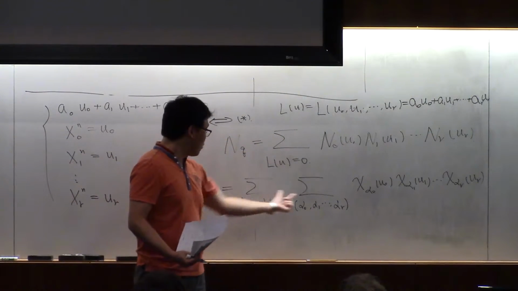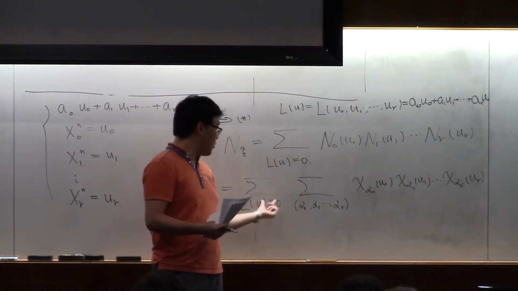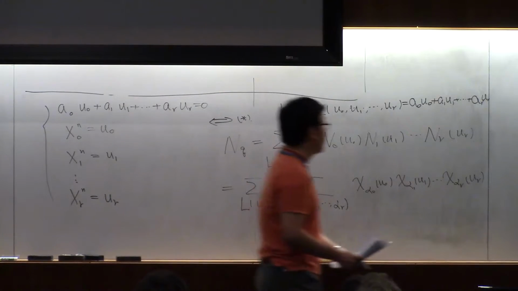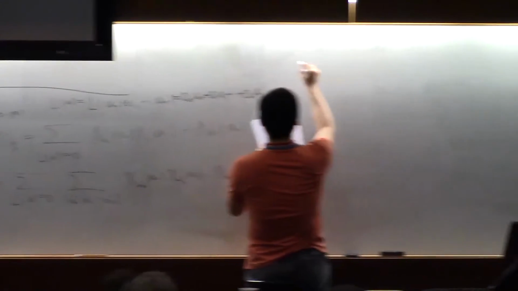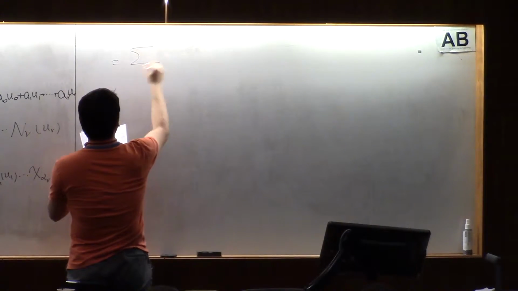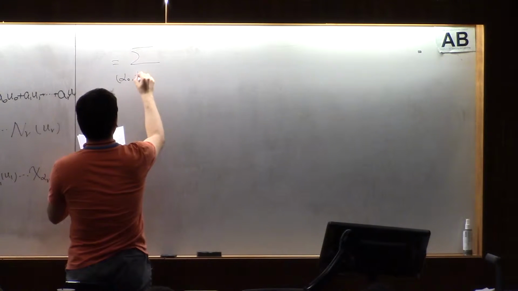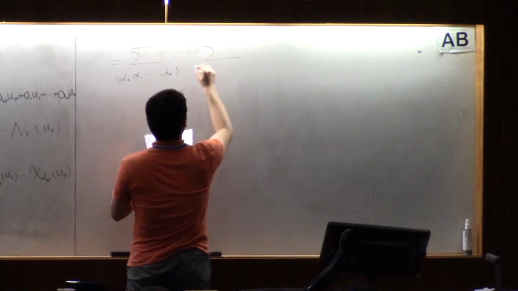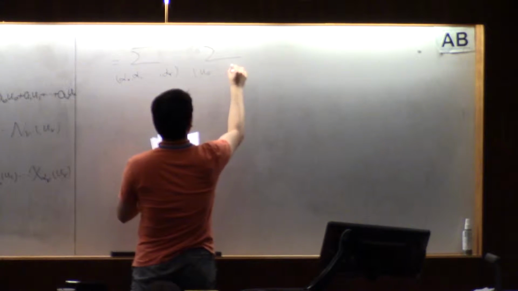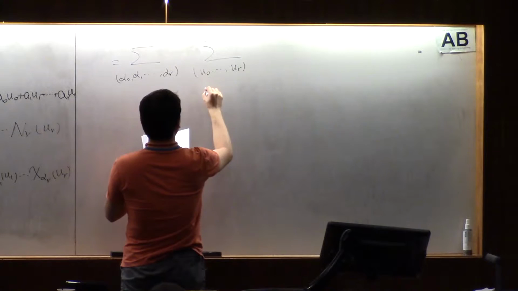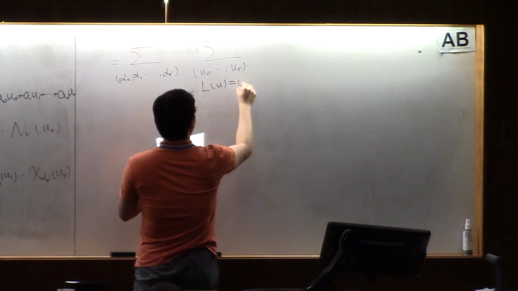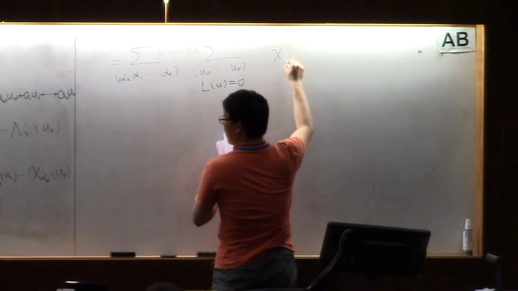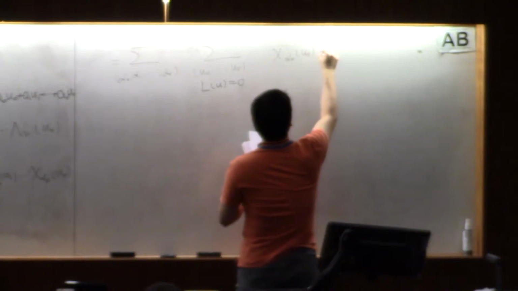And the ranges of these two sums are independent, so you can switch the order of the sum. You can first take the sum for all the alphas, and then you take the sum for all these u's, and then take the sum of these products of characters.